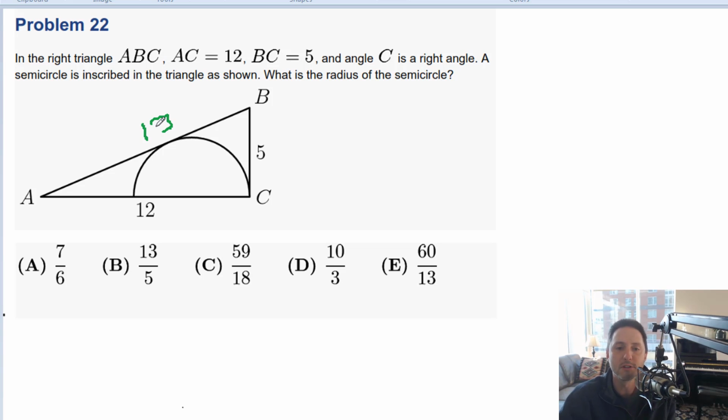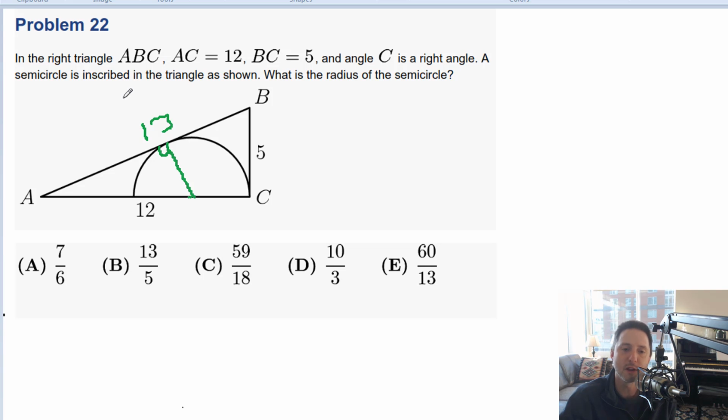A semicircle is inscribed in the triangle below. What is the radius of the semicircle? So what is a radius? Somewhere there's a center, and if we drew this line, what would be that length? Something I would do reflexively is always ask myself, what makes this complicated? We know a lot about triangles. We know a lot about circles. We don't know much about semicircles.